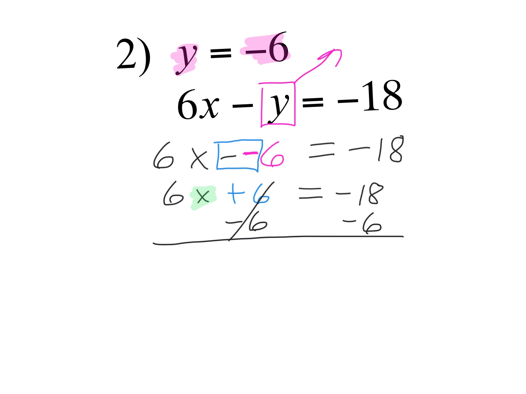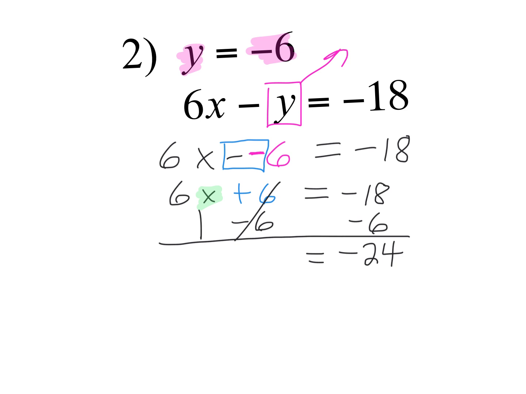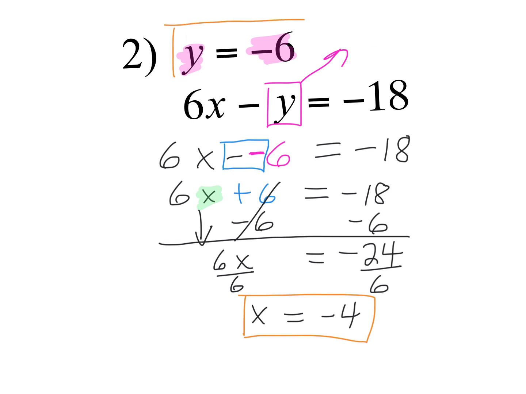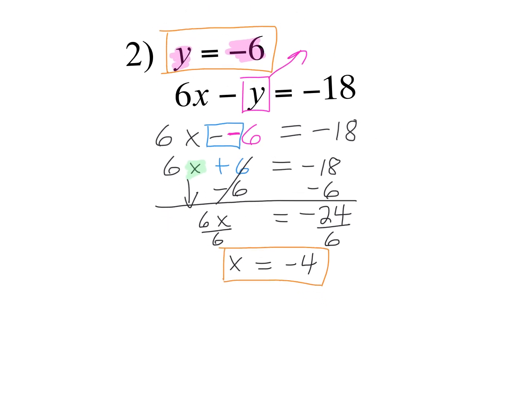Negative 18 minus 6 is negative 24. Then I'm going to bring down my 6x. How do I cancel out the 6? Well, the 6 sitting there is multiplication. We cancel out that multiplication with division. So x is equal to negative 4. So since I know that my x coordinate is negative 4 and my y coordinate is negative 6, remember you write the solution as the x first and then the y second. So my solution is going to be negative 4, negative 6.